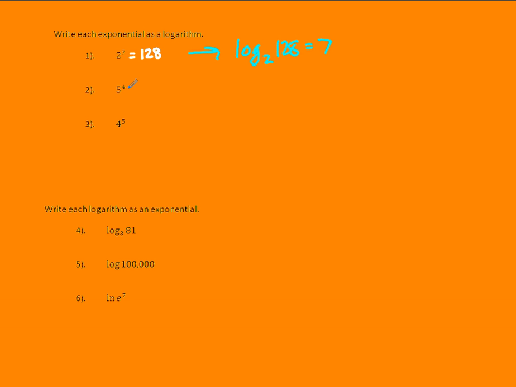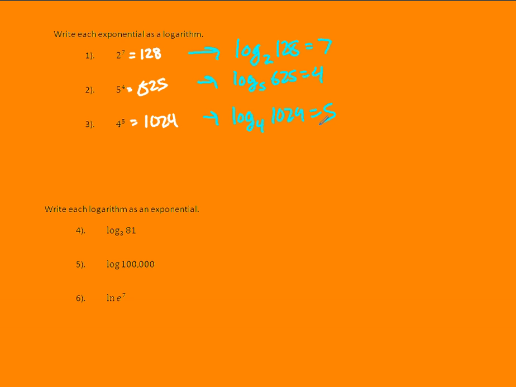Okay, same thing here. 5 to the 4th equals a number. 5 to the 4th equals 625. So that means when I do my logarithm, it's log base 5 of 625 equals the exponent 4. Then the last one here, 4 to the 5th equals 1024. So that means that I have log base 4 of the big number 1024 equals the exponent 5.